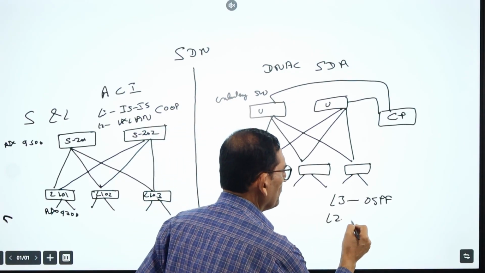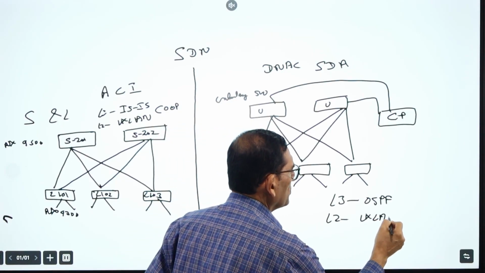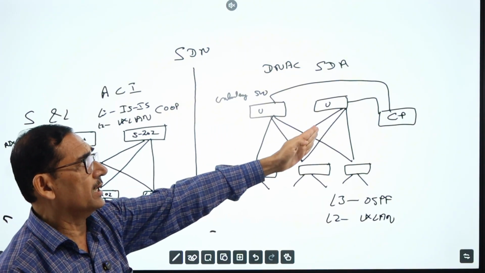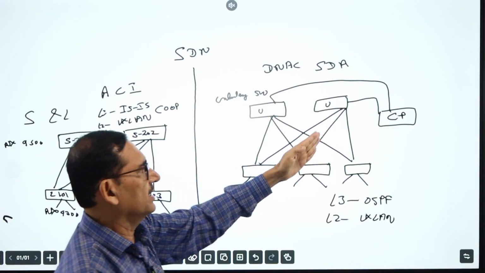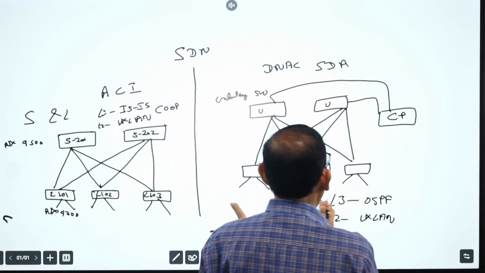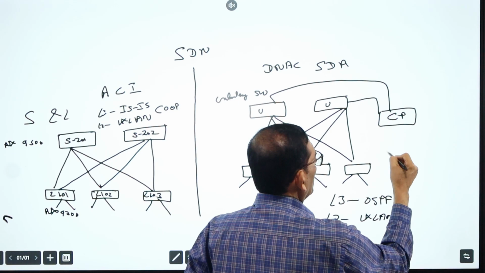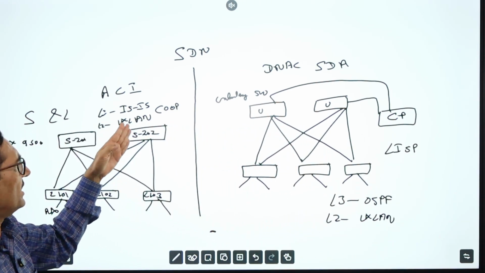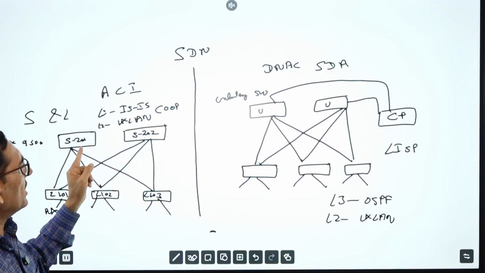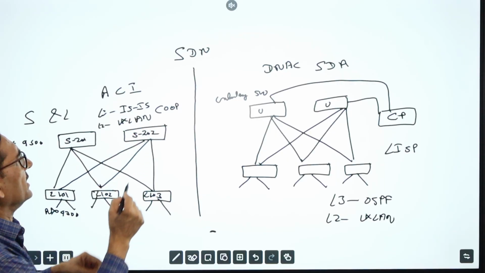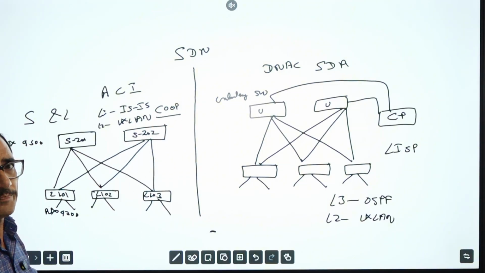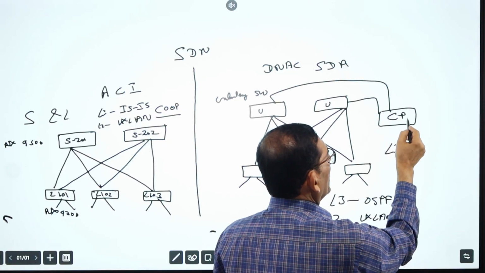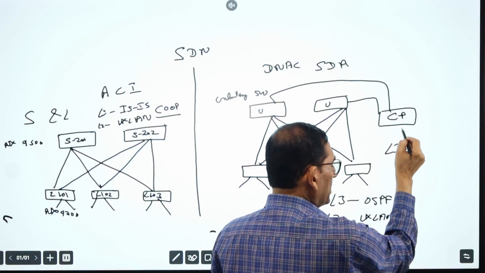For layer 2, it is fixed, that is VXLAN. Now, how is an endpoint recognized by the control plane device? That is my control device. Here we have Location ID Separation Protocol. If you compare with the ACI network, the control plane protocol of the spine is the COOP protocol. In our SDA part, what is the control plane protocol for this controller part?